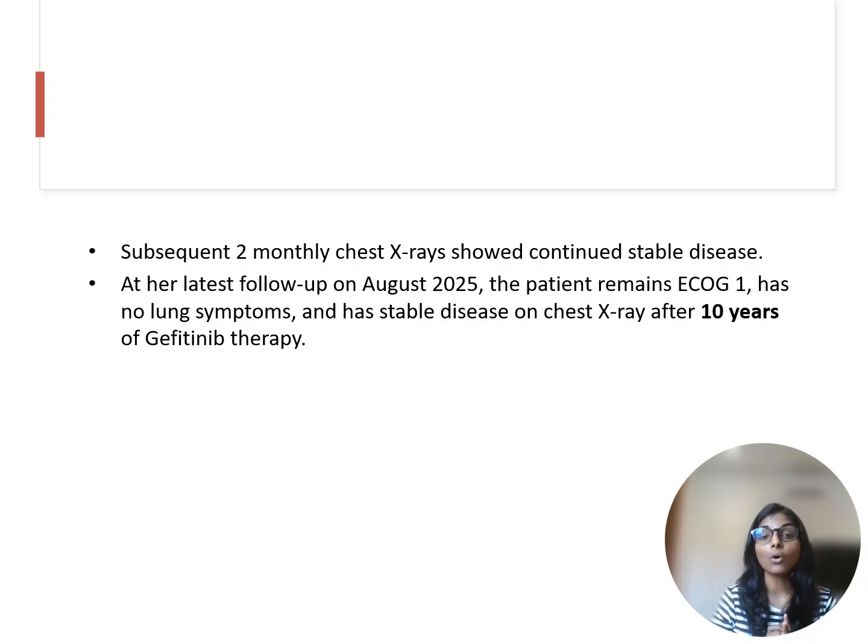Her latest follow-up in August of this year, a few months ago, the patient remains ECOG-1, which shows that performance-wise, lifestyle-wise, activity level, she is fit, and she has no lung symptoms, and she has stable disease on her chest X-ray after 10 years of treatment. A stage 4 disease of lung cancer with underlying kidney issues. She remained fit and healthy after 10 years of treatment on a first generation targeted treatment.